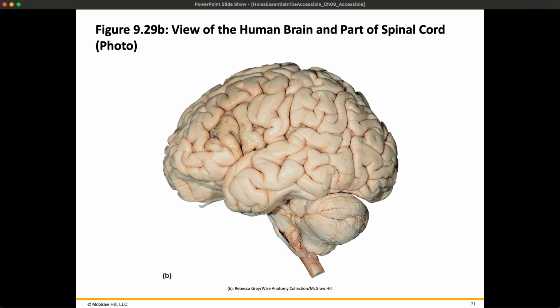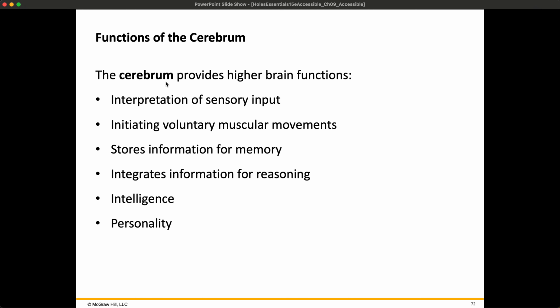Here's a human brain. The cerebrum, breaking down its functions in lobes: interpreting sensory input, initiating voluntary muscle movements, storing information for memory, integrating information for reasoning, intelligence, and personality. All of this is happening in the cerebrum.